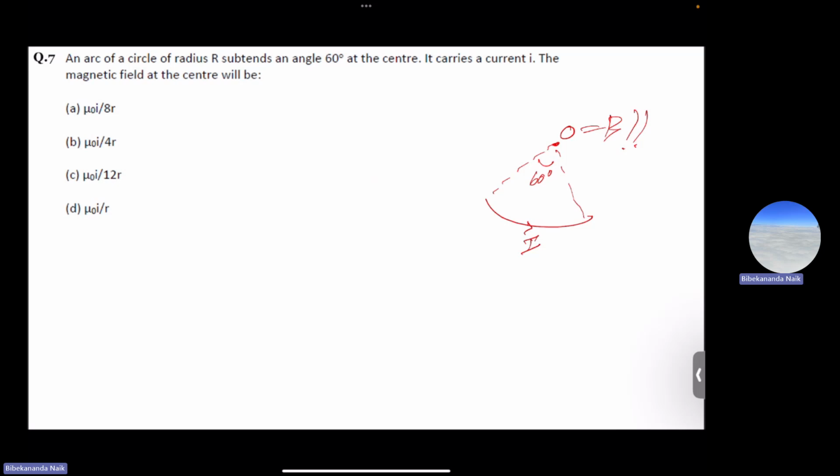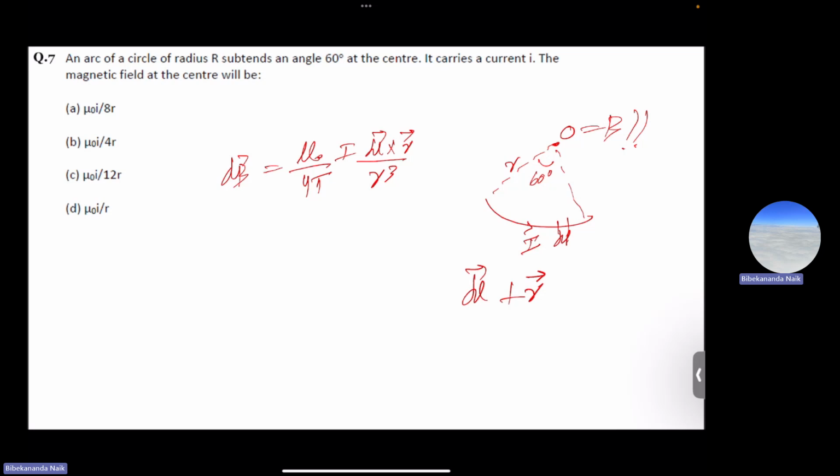So we know according to the concept of Biot-Savart's law, for a current element, the magnetic field is given by mu 0 by 4 pi I dl vector cross r vector by r cube. So here r vector and dl vector are perpendicular, because this is I and this is r. So dl vector is perpendicular to r vector.